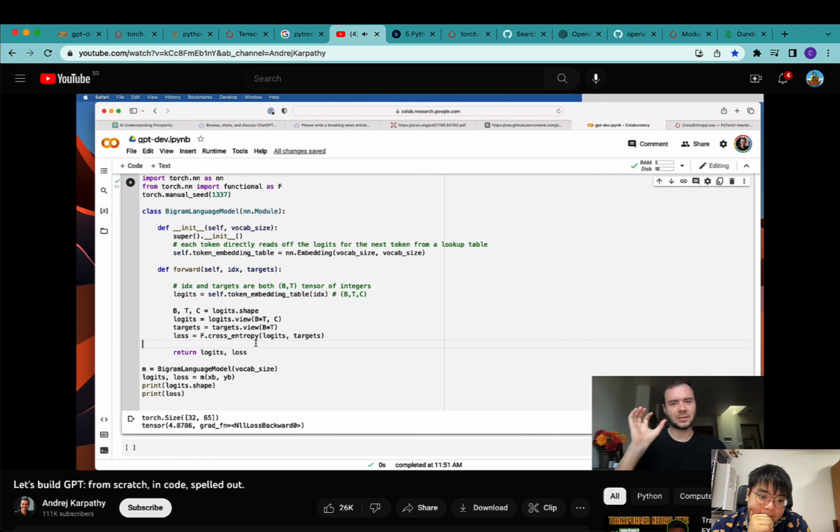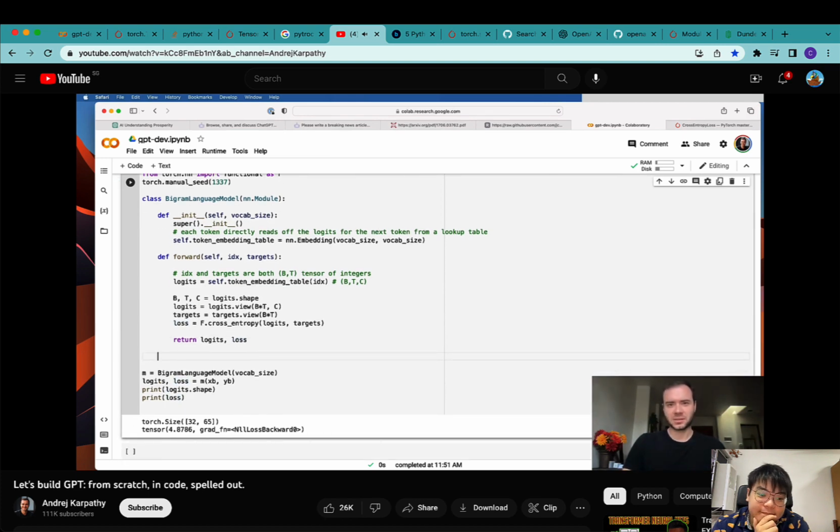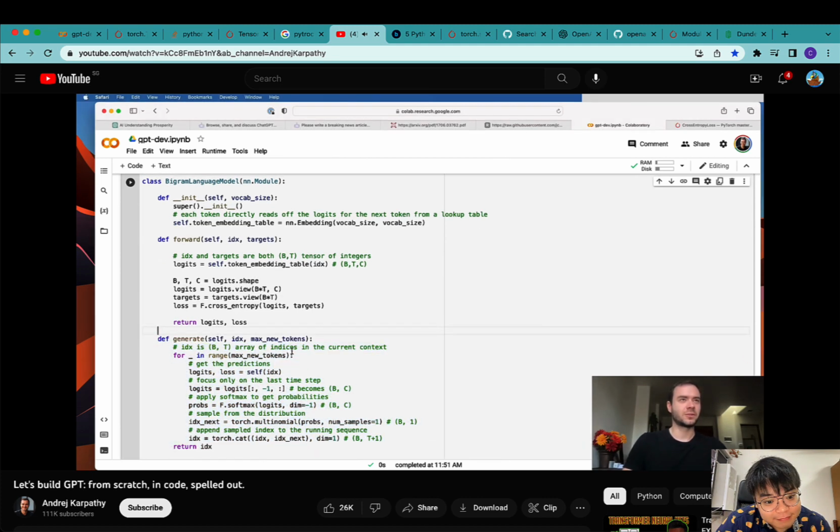Okay, so now that we can evaluate the quality of the model on some data, we'd like to also be able to generate from the model. So let's do the generation. Now I'm going to go again a little bit faster here because I covered all of this already in the previous videos. So here's a generate function for the model.